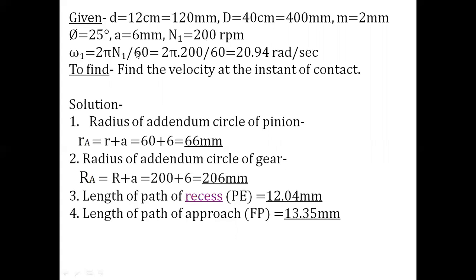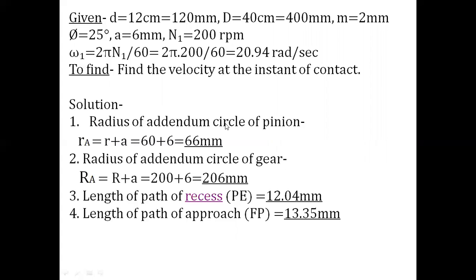So from this we have the formula to find the angular velocity, omega is equal to 2 pi N upon 60. So 2 pi N1 upon 60 will become 20.94 radian per second. So the angular velocity of pinion will become 20.94 radian per second. Now we have to find the velocity of sliding at the instant of contact, that means at 3 locations we have to find the velocity of sliding. So the solution we are discussing now.